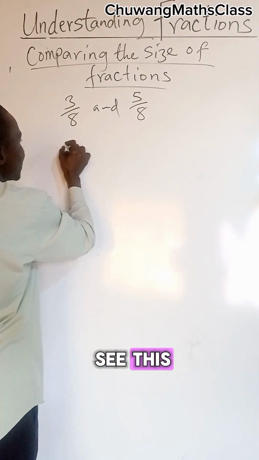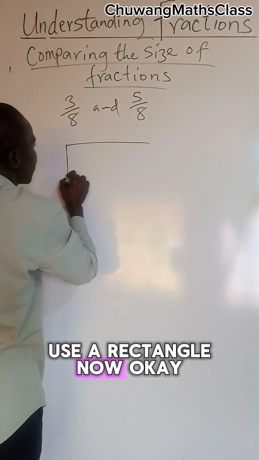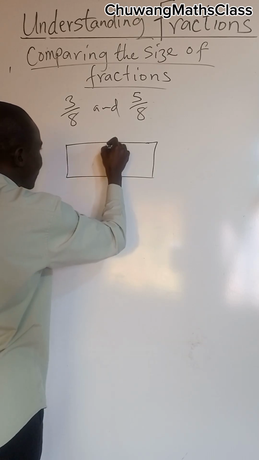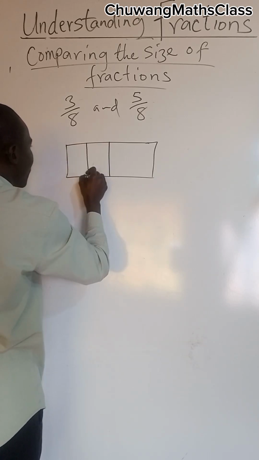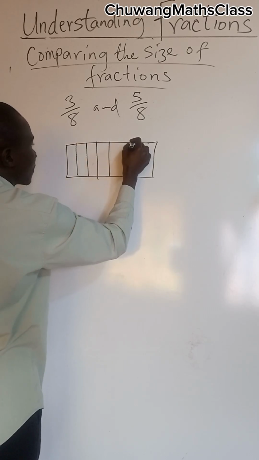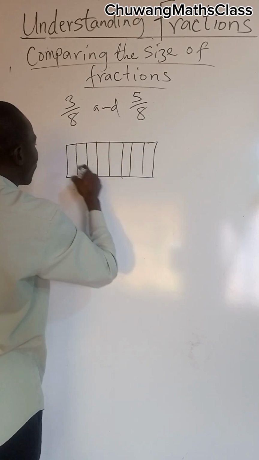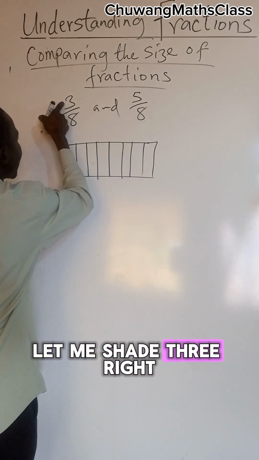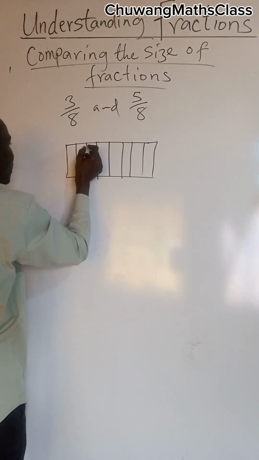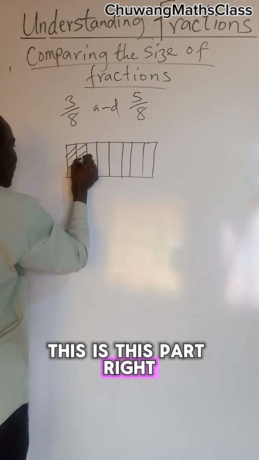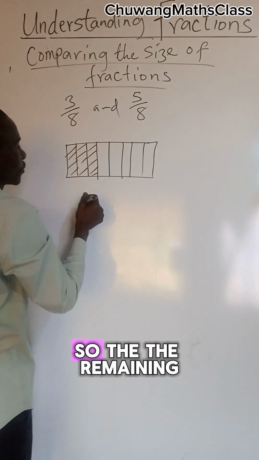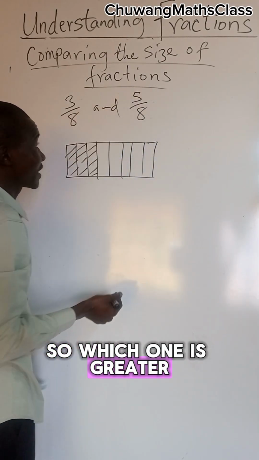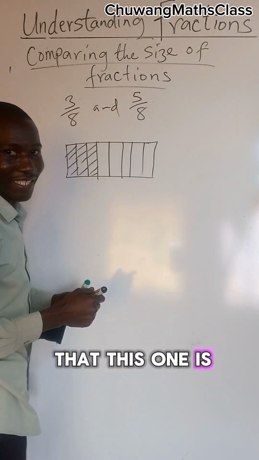Okay, now we can see this. Let me use a rectangle now, and this is divided into 8 equal parts. So here, 1, 2, 3, 4, 5, 6, 7, 8. Let me shade 3, right? 3/8 means I'm shading 3. This is this part I'm shading. So the remaining ones that I've not shaded is 5/8. So which one is greater? You can clearly see that this one is greater.